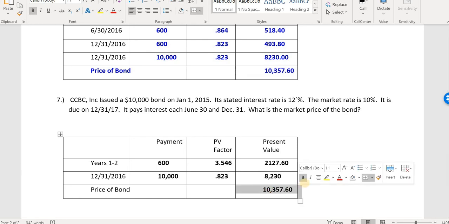So that is a little bit on present value and how to use it to calculate the market price of a bond. If you weren't 100% sure, print yourself out another blank one, give it a try, watch the video again.